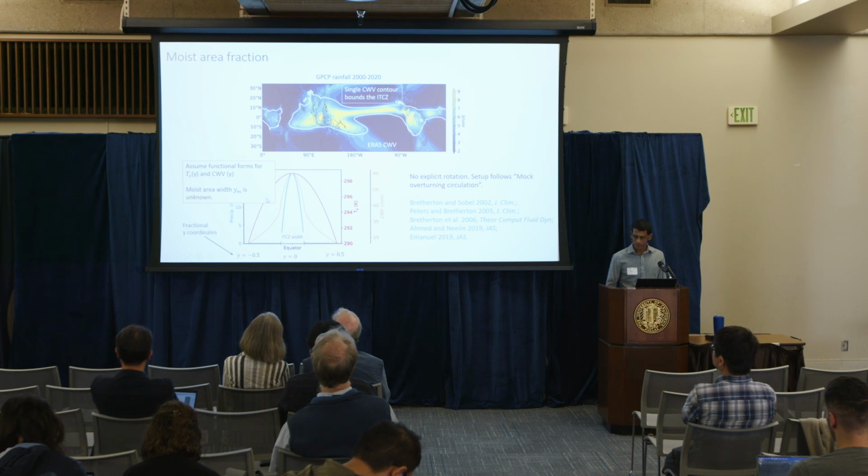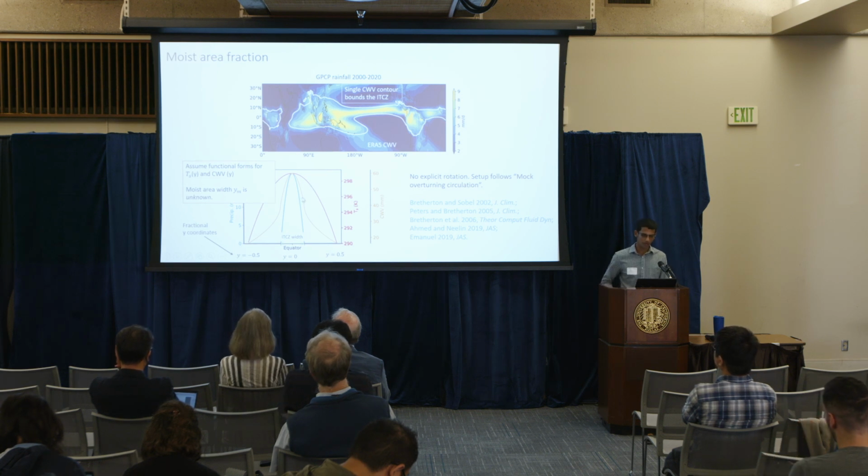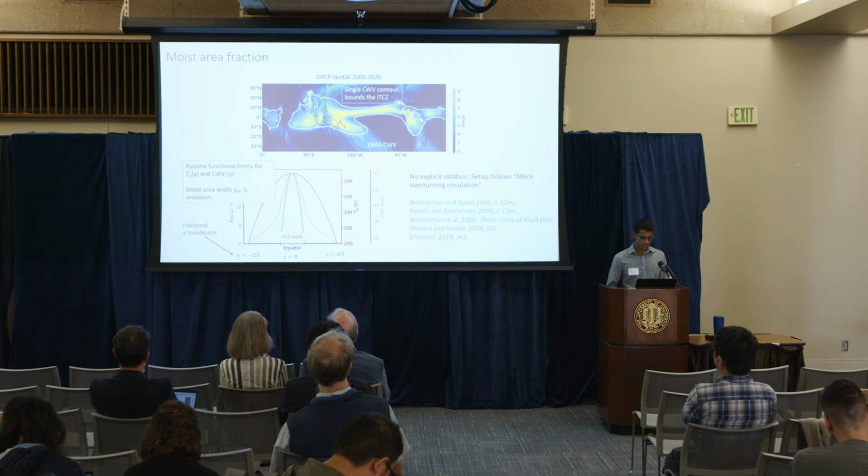So the red is the surface temperature forcing, and from that we can say something about the column water vapor profile, and from which we can say something about the precipitation profile and therefore the width of the ITCZ. And we impose certain properties on this setup.